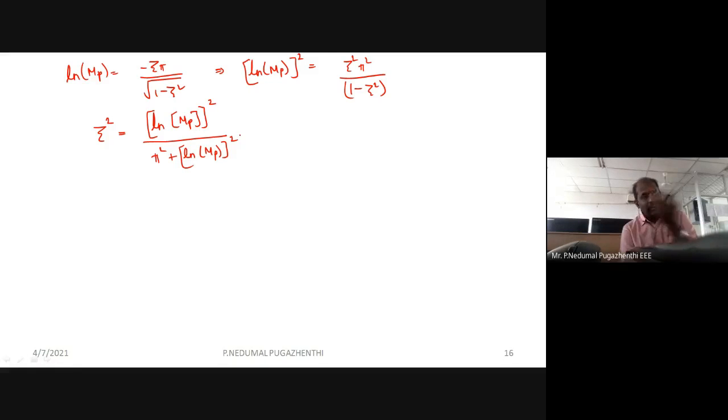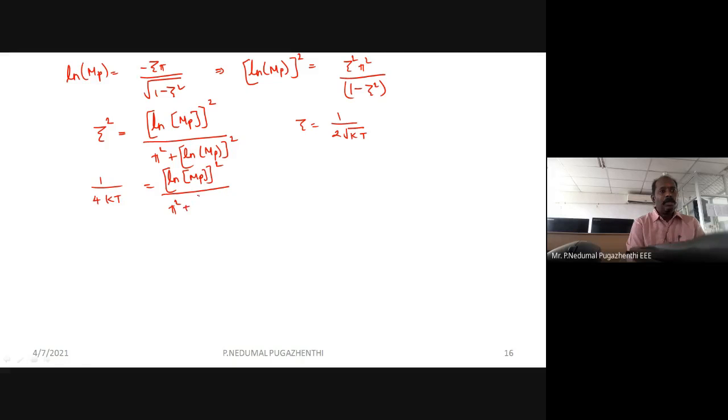But I know what zeta is already. We know that zeta is equal to 1 by 2 square root of kt, from the previous slide. I substitute that here. I will get 1 by 4 kt is equal to natural logarithm of mp the whole squared divided by pi squared plus ln of mp the whole squared.